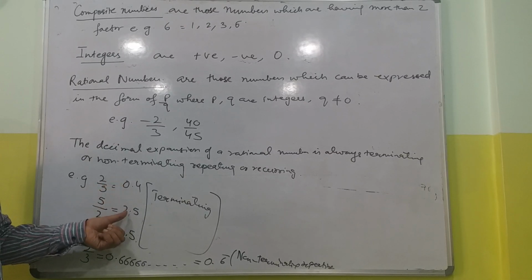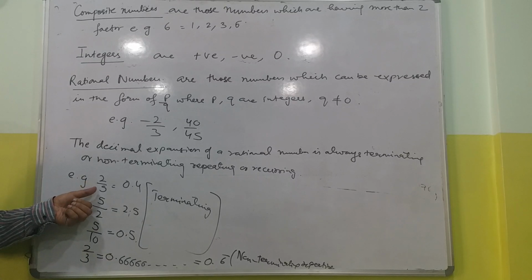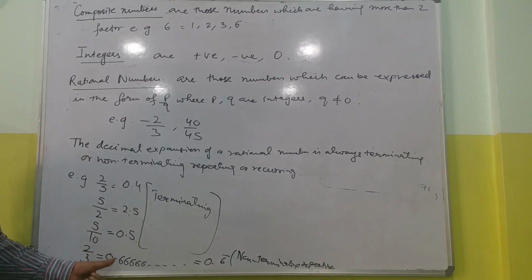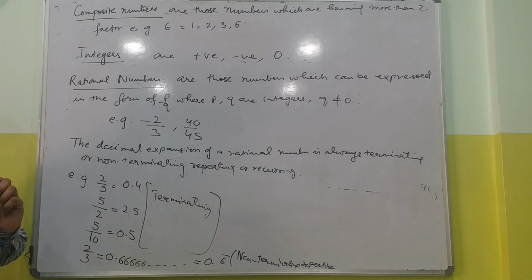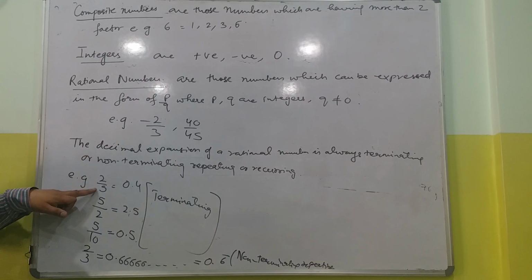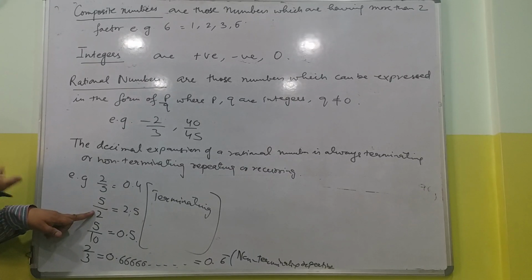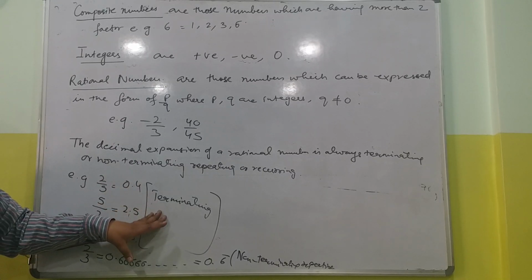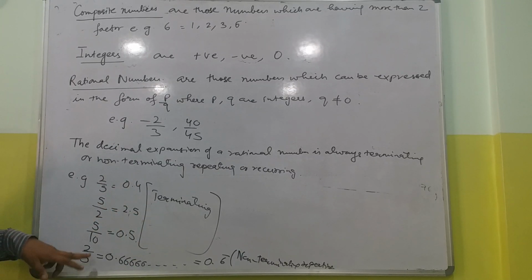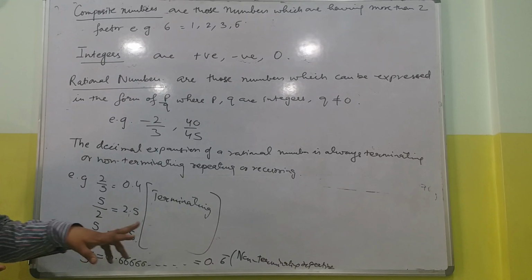Another important factor: if the denominator of a rational number is 5 or 2 or both, then it has a terminating decimal expansion. If you have any other factor other than 2 or 5 in the denominator, then it has a non-terminating repeating decimal expansion. So even without dividing, you can determine whether the rational number will have a terminating or non-terminating repeating decimal expansion.